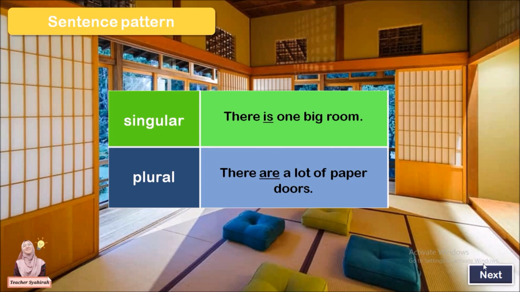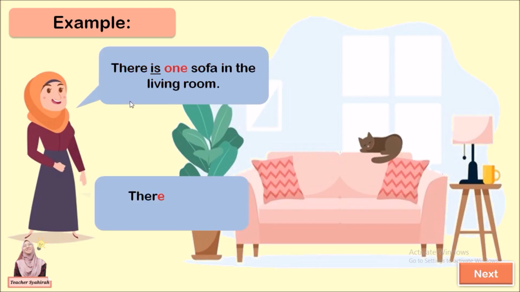Alright, now let's look at another example. Okay, the first one is there is one sofa in the living room. Okay, look at there is only one sofa, satu saja. Okay, since it's written here one sofa, we use there is. Okay, and then the next one, there are 2 cushions on the sofa. Since the cushions are 2, okay, dia lebih daripada satu kan, so we use there are 2 cushions on the sofa.